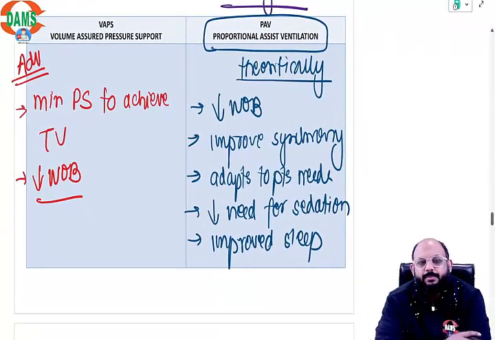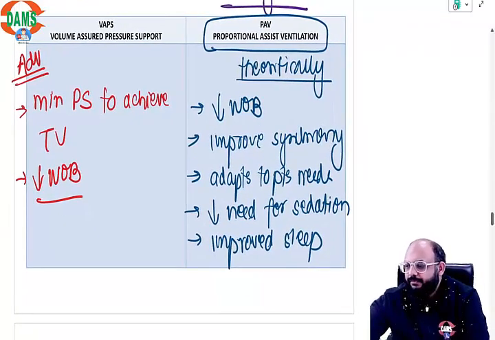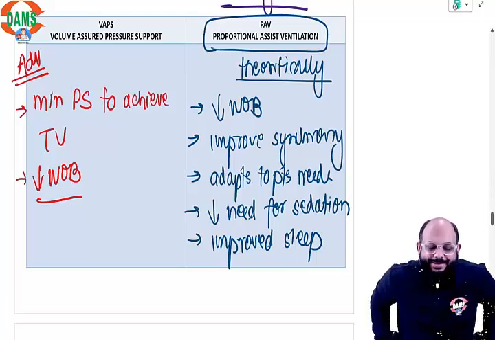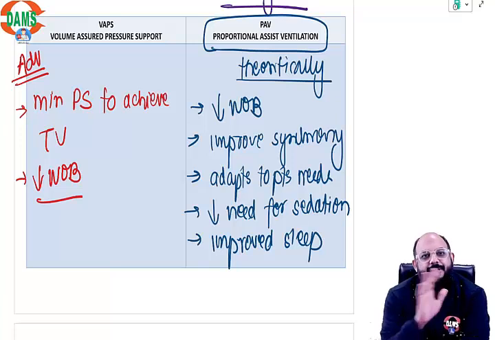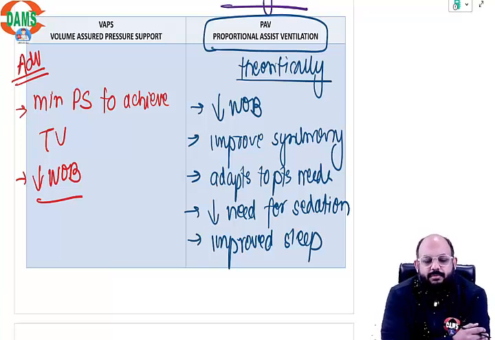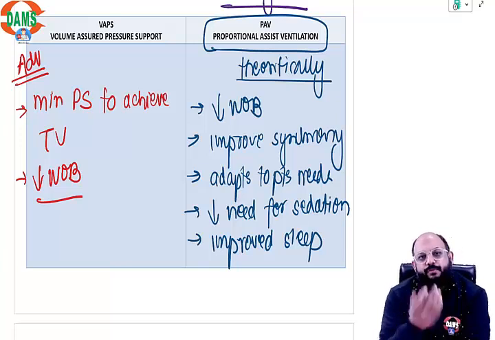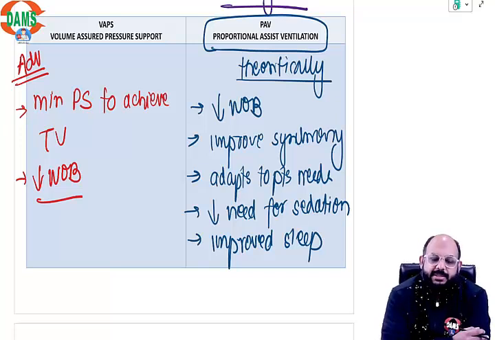Improved sleep of the patient. Decreased need for sedation and improved sleep. Proportional assist ventilation is just a theoretical ventilator mode. We made VAPS and then we thought we can improve it further. So we made proportional assist ventilation.